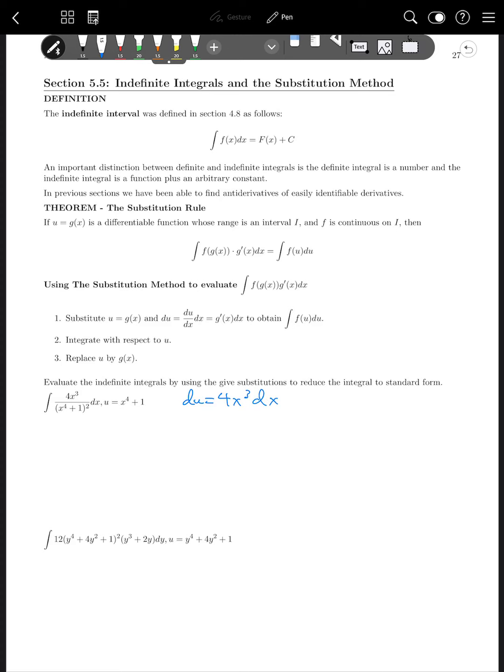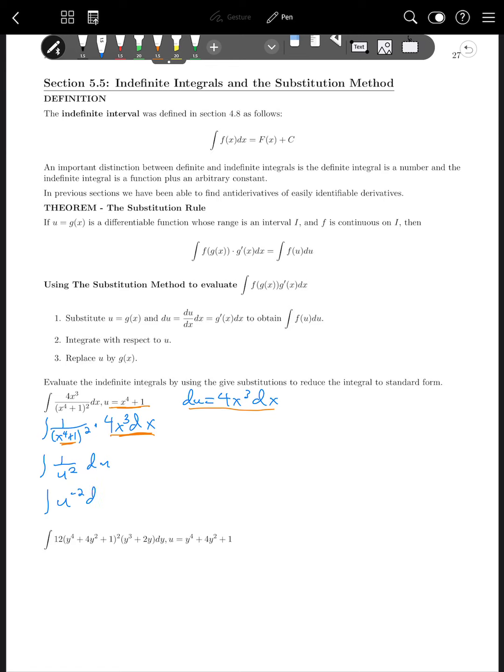Now if I rewrite this antiderivative as 1 over x to the fourth plus 1 squared times 4x cubed dx, we can see that u is right here, and we can see that du is right here, 4x cubed dx. So now we can substitute. This will be the indefinite integral of 1 over u squared du. The advantage to that is this is an antiderivative we know how to do.